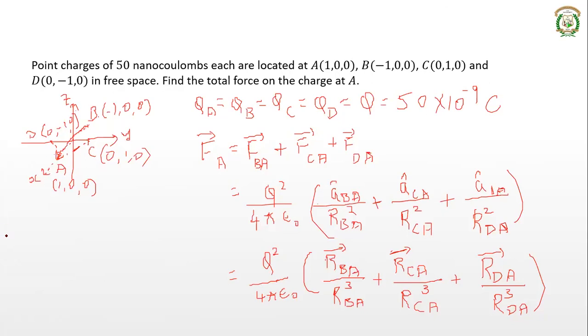Okay, so final answer, I will just write it here. You can calculate and get it. There will be only AX component. So that will be 21.5 AX into 10 raised to minus 6 newtons. So that will be the answer. 21.5 into 10 raised to minus 6 newtons. AY components get cancelled. AZ component is anyway 0.